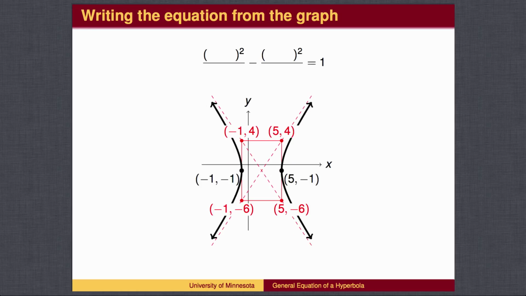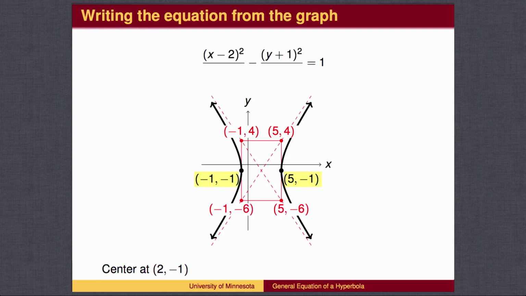Here is an example in the other direction. We are given the graph and wish to write the equation. The hyperbola is headed left and right from the vertices, so this is a hyperbola whose x term is positive. The center of the graph is at a height of negative 1. The x value of the center is halfway between negative 1 and 5, which is 2. So the center is at (2, negative 1). We subtract these values inside the parentheses.